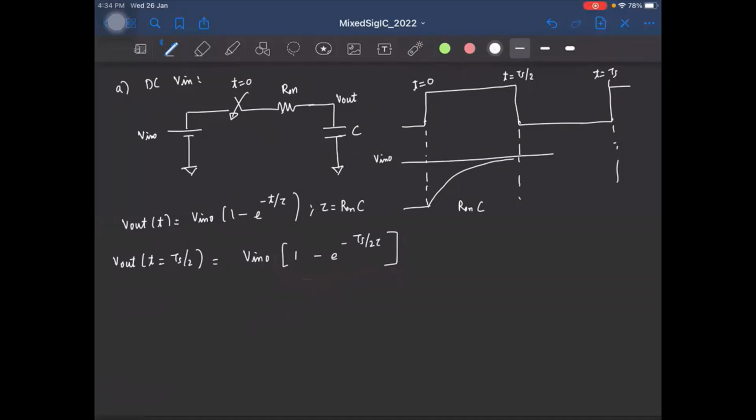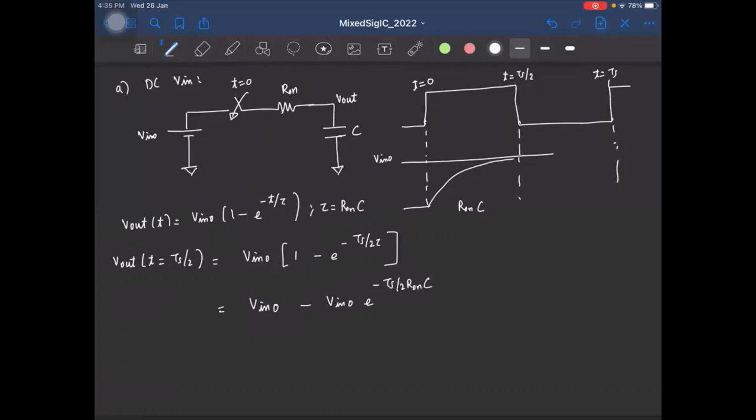Okay, but in some applications, let us say you are very interested in making sure that this error is very small, what you have to do is the following. So here I can split the output like this, right? V naught minus V naught e power minus Ts by 2 tau. And if I write what is tau, it's simply R on times C, right?